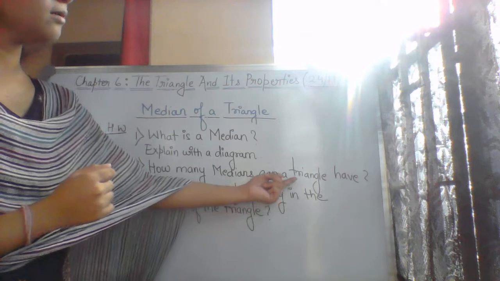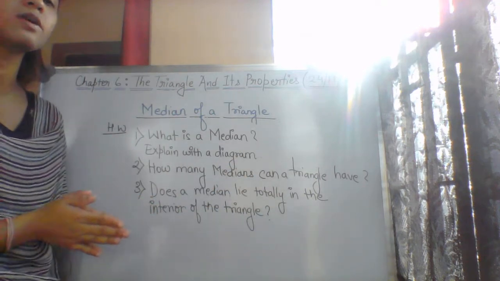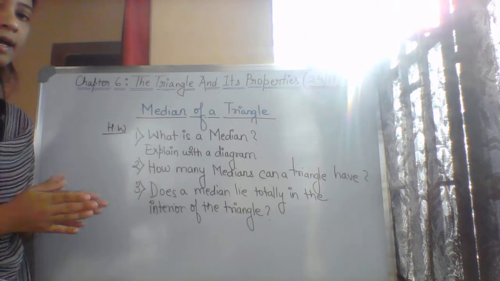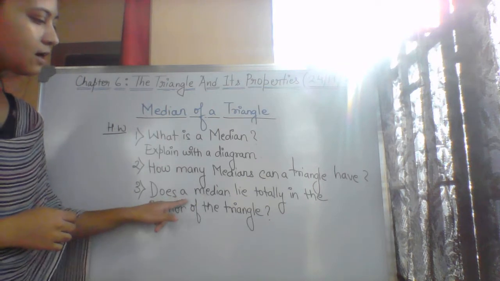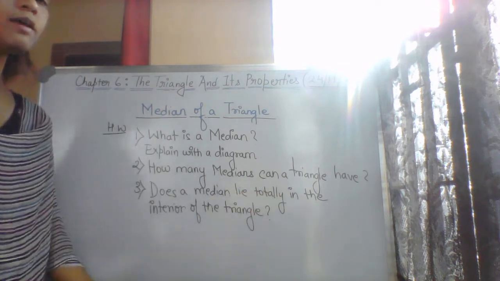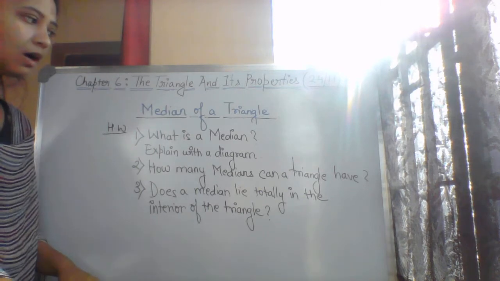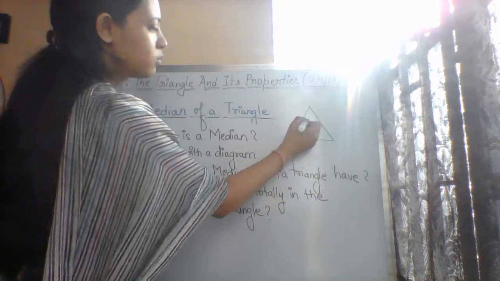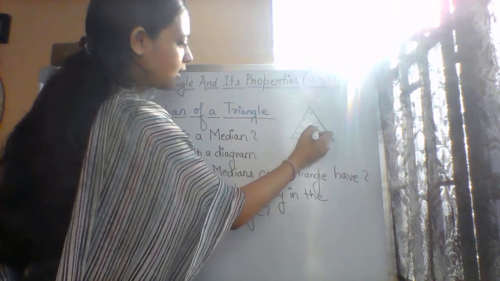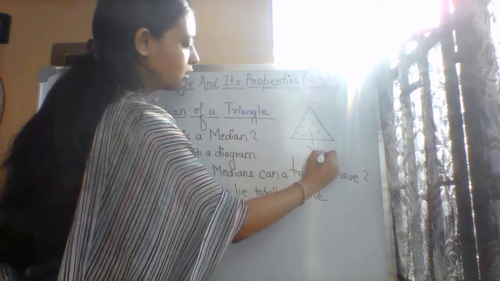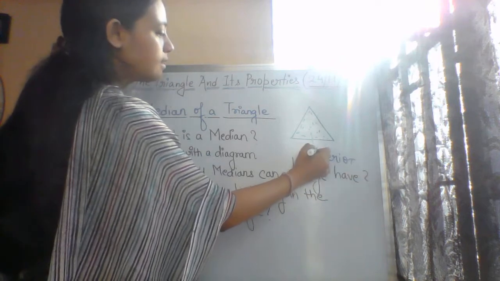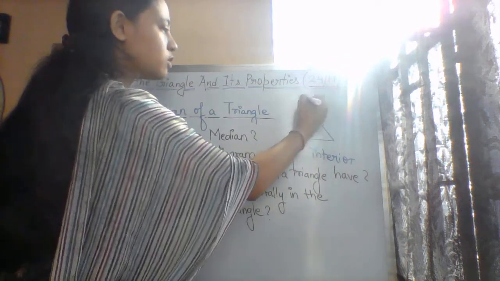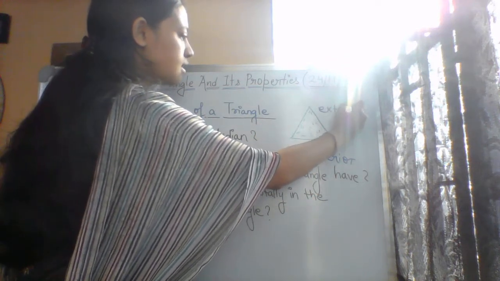How many medians can a triangle have? I have already shown it, so you just have to get that concept. Does a median lie totally in the interior of the triangle? A triangle has two regions. The region inside the triangle is called the interior of the triangle, and the region outside the triangle is called the exterior of the triangle.